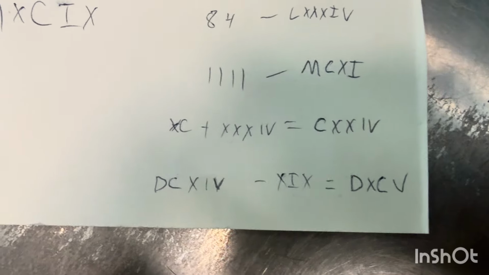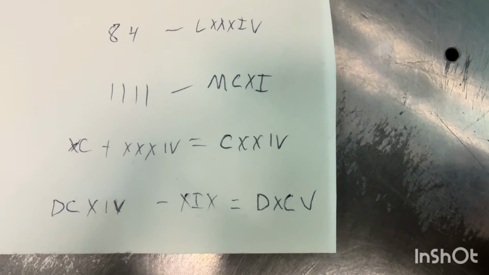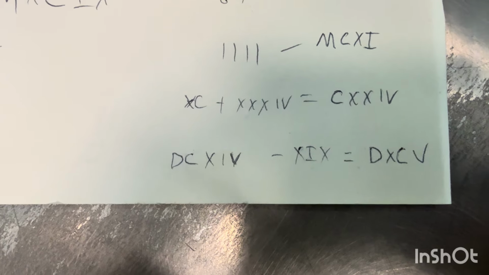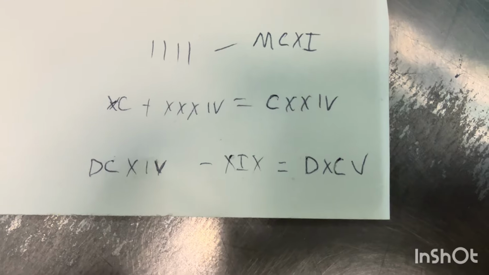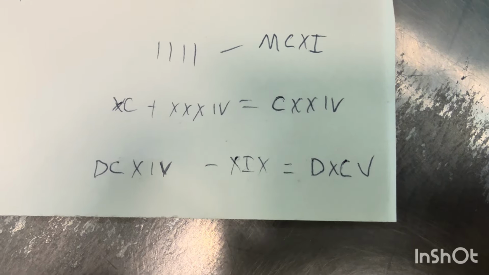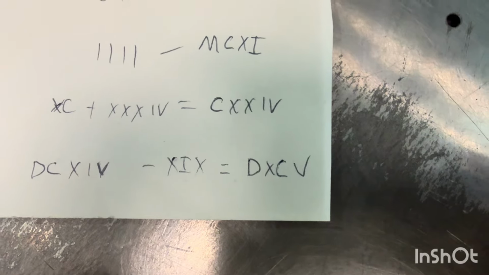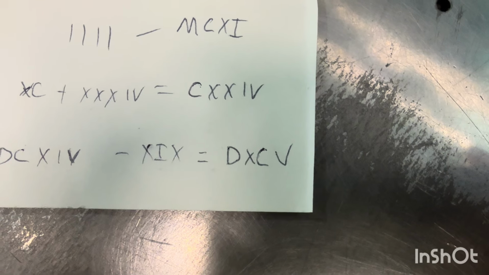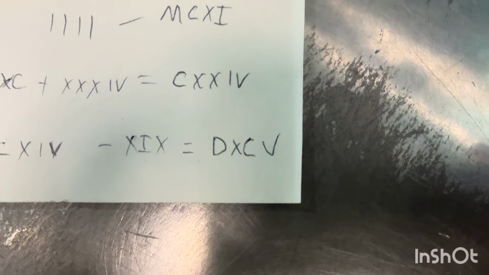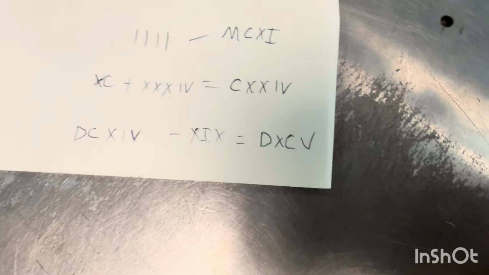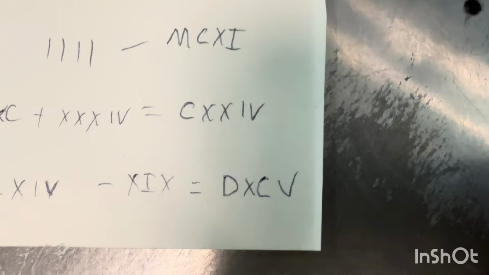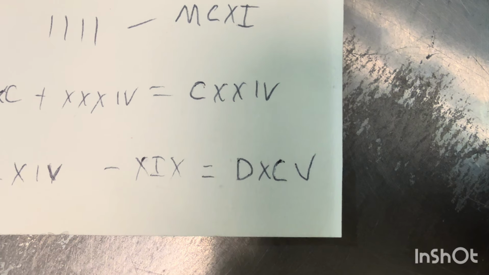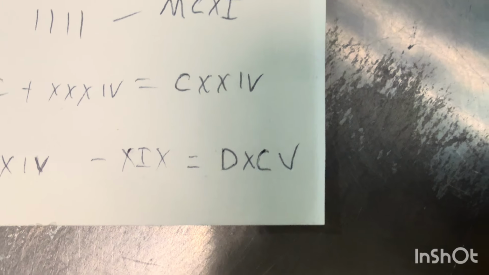But yeah, that's 124. DCXIV would be 614 minus XIX, which is 19. That's 595. So DXC, that signifies... Okay, sorry, I confused myself for a minute. I was like, oh, did I make a mistake? No, D for 500, XC means 10 less than 100, so 595.